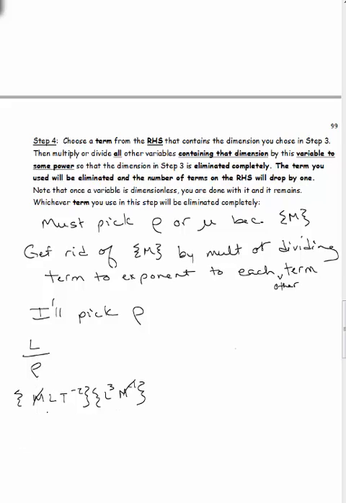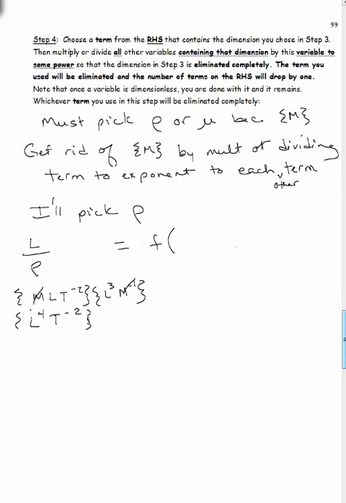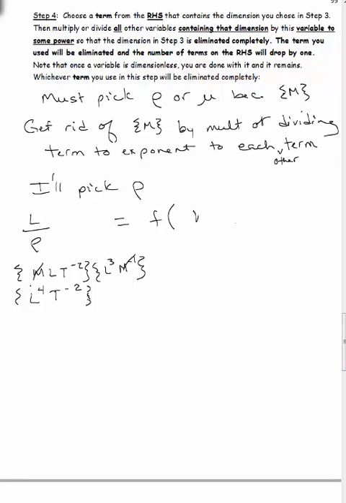Okay, so what I'm going to get here then is L to the 4th, t to the minus 2 left over. It's supposed to be a 2. Okay. And I need to do that with all the other variables also. So equals a function of v. Now if I look at v, it was L t to the minus 1. There's no mass in there, so I don't have to do anything to that.